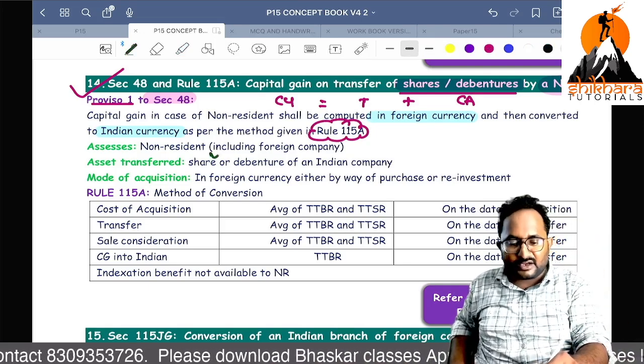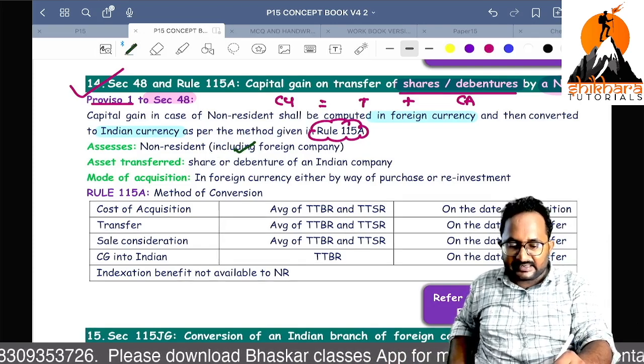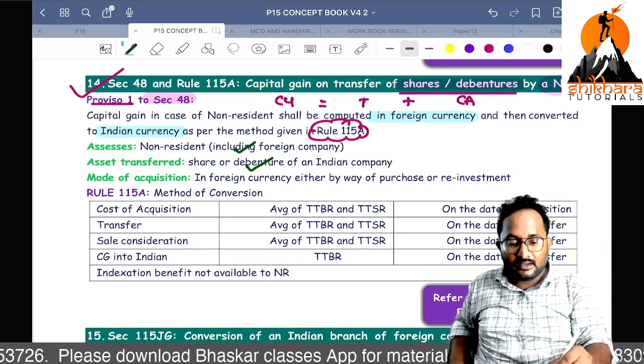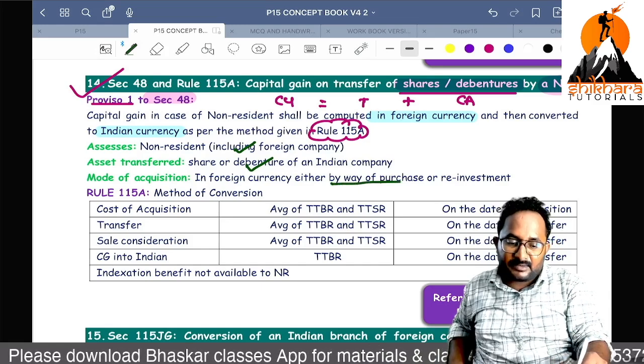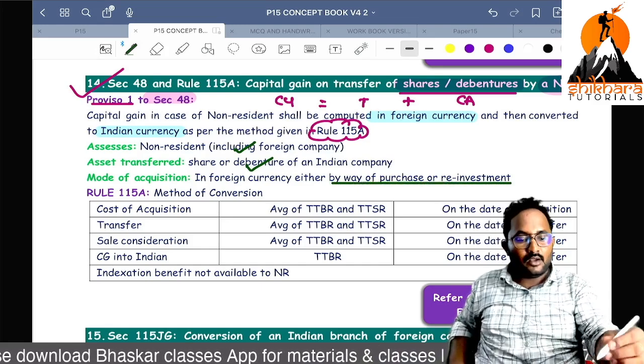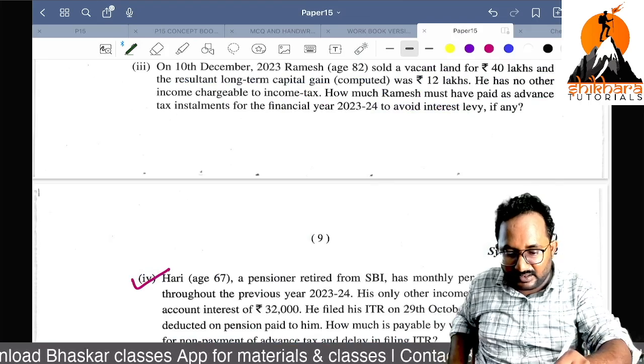Now remember, the assessee is a non-resident including a foreign company. What is the asset transferred? Shares or debentures. Now, how are we purchasing this asset? By way of purchase or by way of reinvestment. How to calculate the capital gain? I have given all the things in the notes.